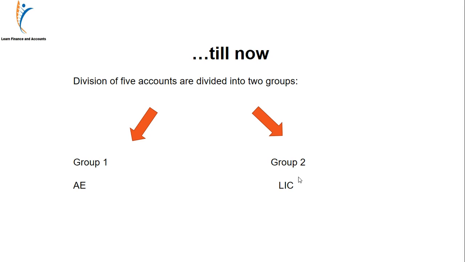In the second topic of the series, we have learnt about various types of accounts and what accounting treatment they are going to get. Just to recap, according to the modern approach, there are five types of accounts: A, E, L, I, C. These accounts are divided into two groups. The first group is A and E, the second group is Li and C.